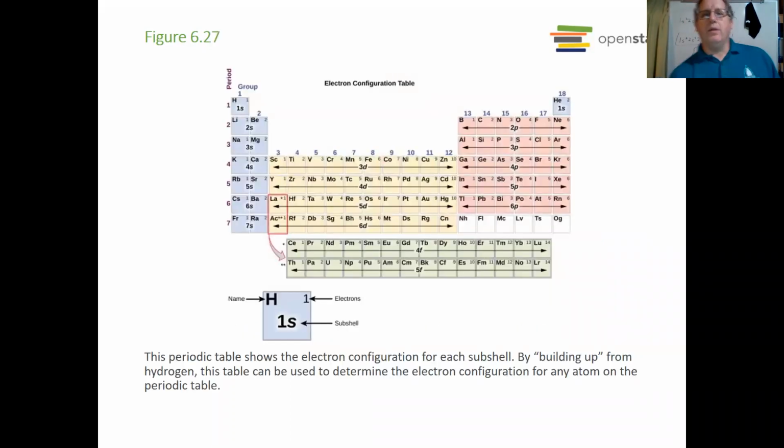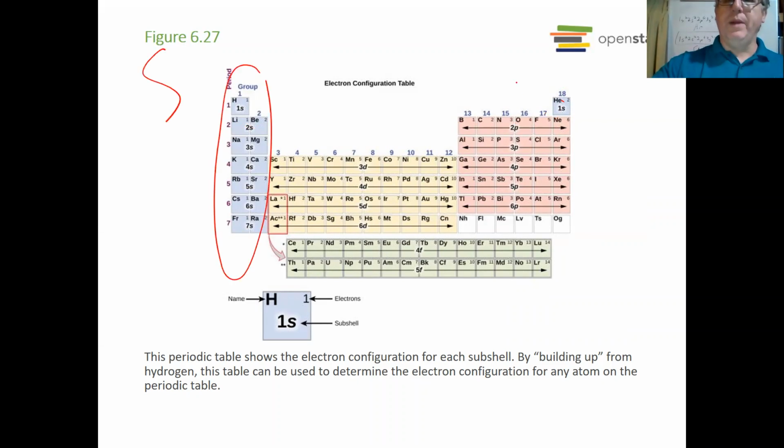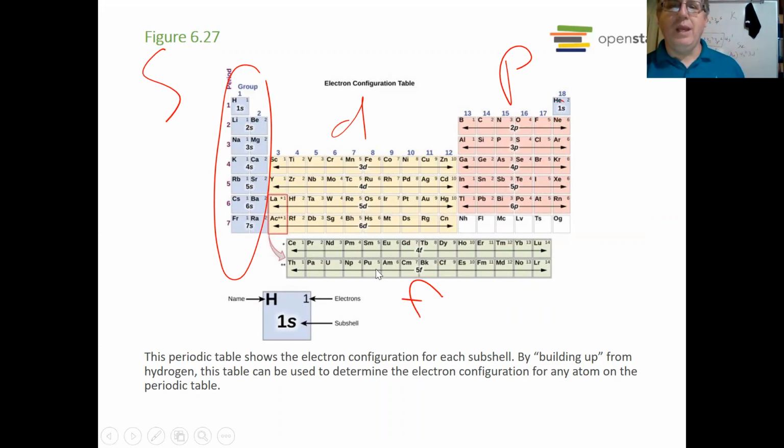Another way to do this is to take a look at the periodic table. As I count along, I've got 1, 2, 3, 4, 5, 6, 7, 8, 9, 10, 11. Now, this group here is known as the S block. This group here is the P block. Then I have the D block and the F block. Hopefully you can see why they are called that, because this is where the last electron we place in the orbital diagram is going to be found in that particular orbital.